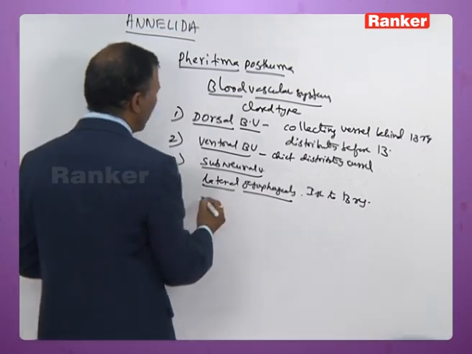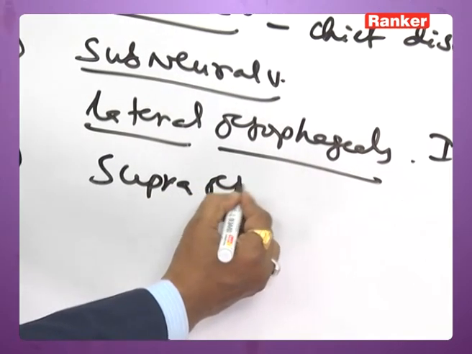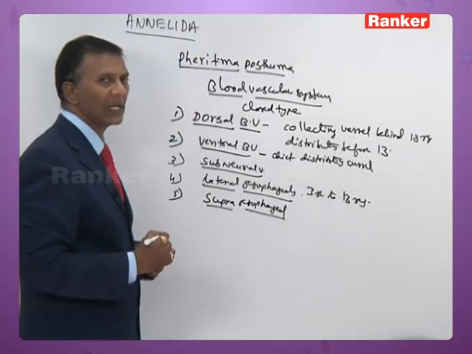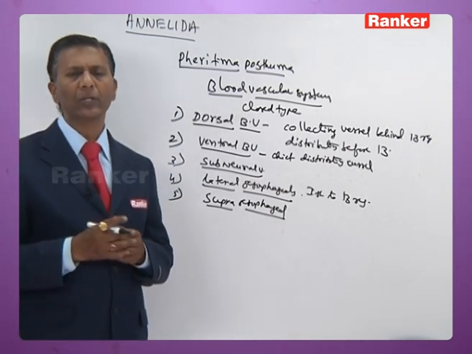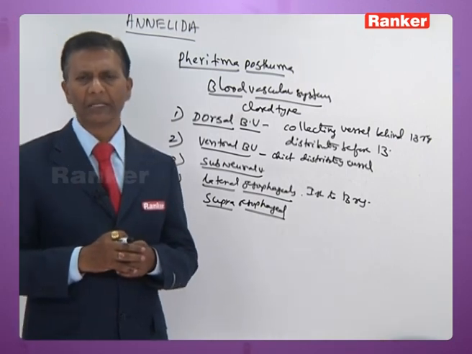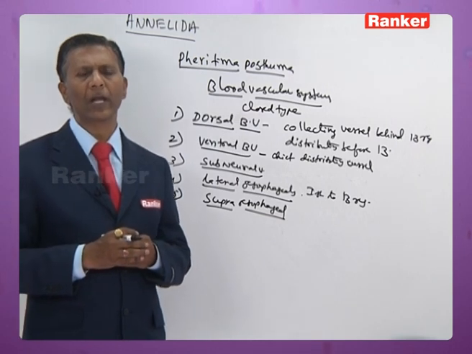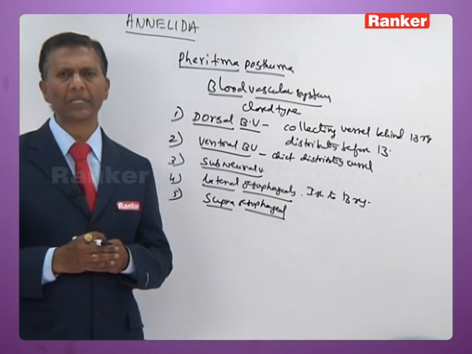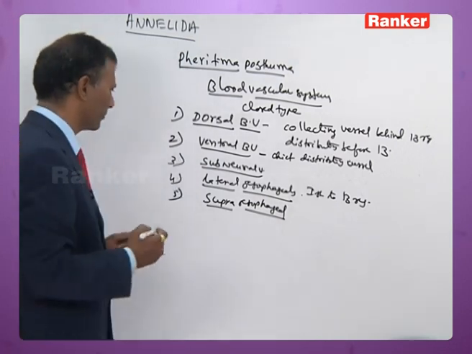Then next you have the supraesophageal vessel. The supraesophageal is the shortest longitudinal blood vessel in Pheretima. It lies from the 9th to the 13th segment. It collects blood from the stomach. Besides that, it also collects blood from lateral esophageals through anterior loops and ring vessels.